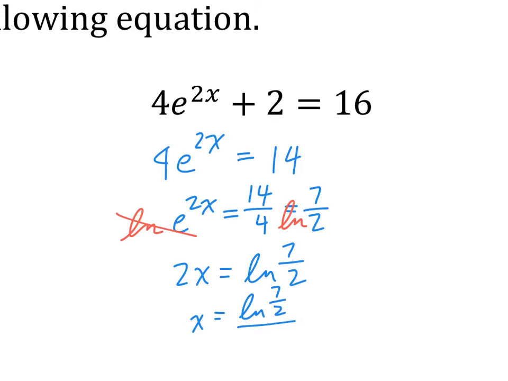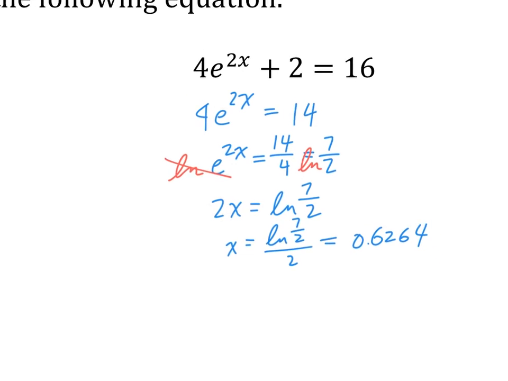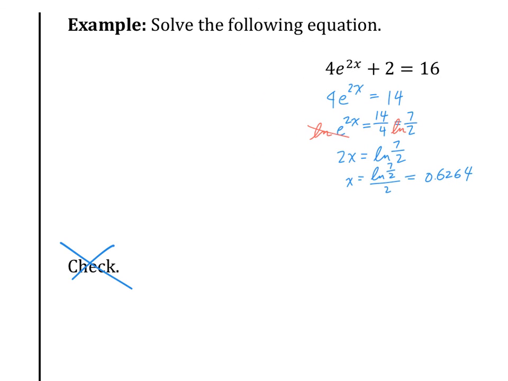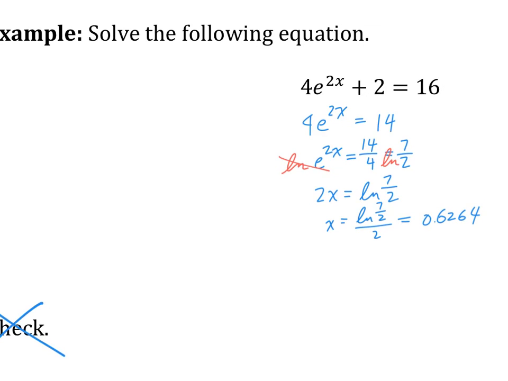But I do want you to practice using your calculator. So find your natural log button on your calculator, and then put in natural log of 7 over 2, or natural log of 3.5, and then divide by 2. 0.6264. All right. For these kinds of questions, there is no need to check. Sorry, I put check here, but you actually don't. You don't need to check because there is no number that's going to make it undefined. You only need to check for natural log or any kind of log questions.